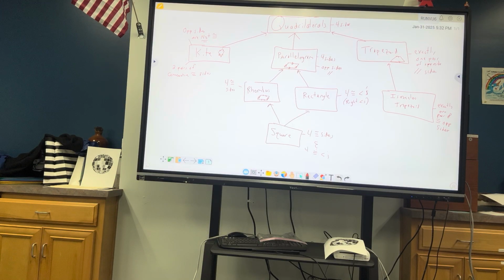Notice how there's no lines going from trapezoid to parallelogram, or parallelogram to kite, right? So a rectangle will never be a trapezoid. A trapezoid will never be a kite. There are three distinct trees that are happening there. Okay? They can't commingle.